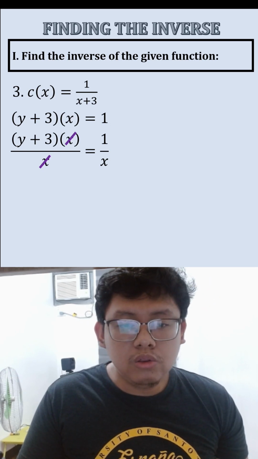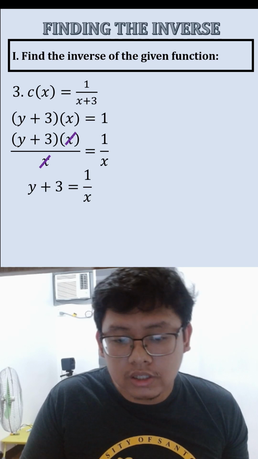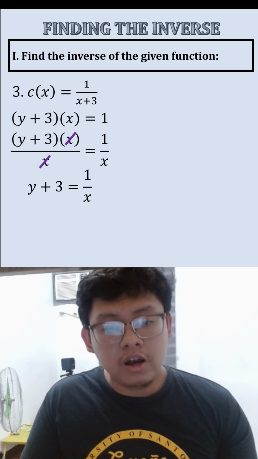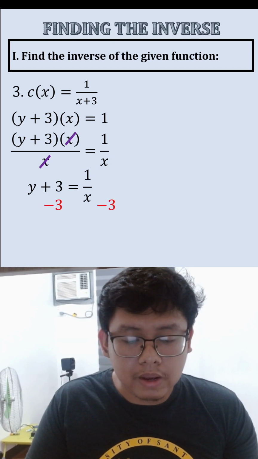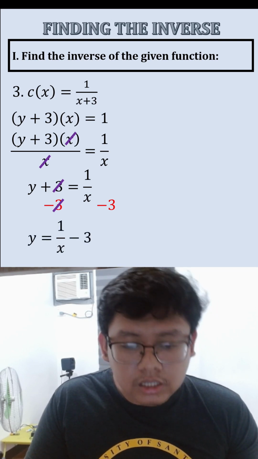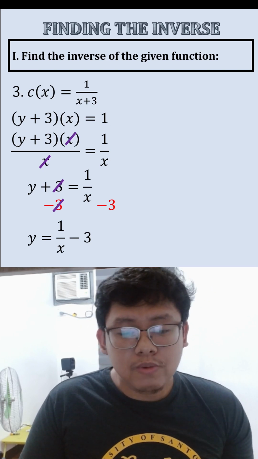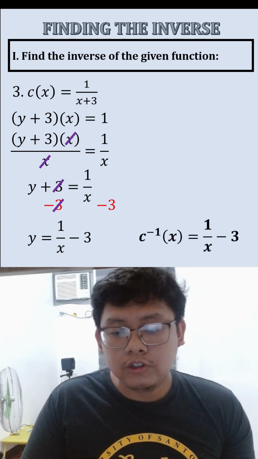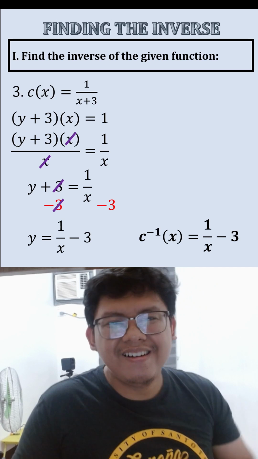Then we proceed to canceling the variable x, and we will end up with y plus 3 is equal to 1 over x. Then we remove the constant 3 beside y, so we subtract 3 from both sides, we cancel that, and we will end up with y is equal to 1 over x minus 3. So now that y is isolated, we can replace y with the inverse notation, which is the inverse of c of x is equal to 1 over x minus 3. And that's it. Ta-da!